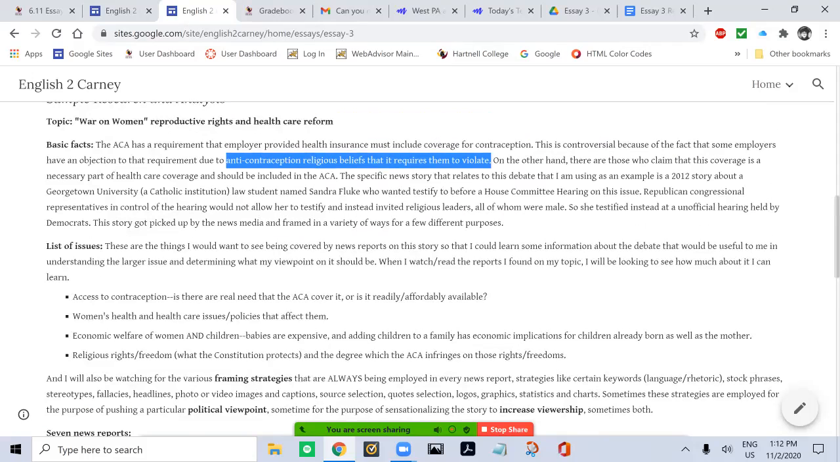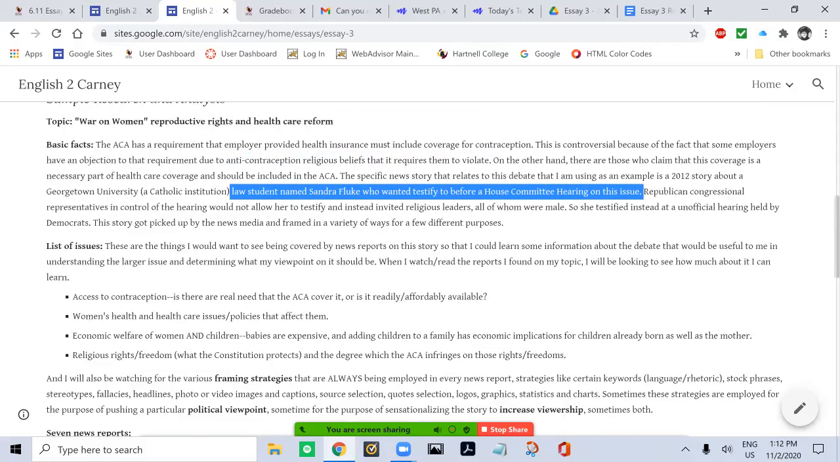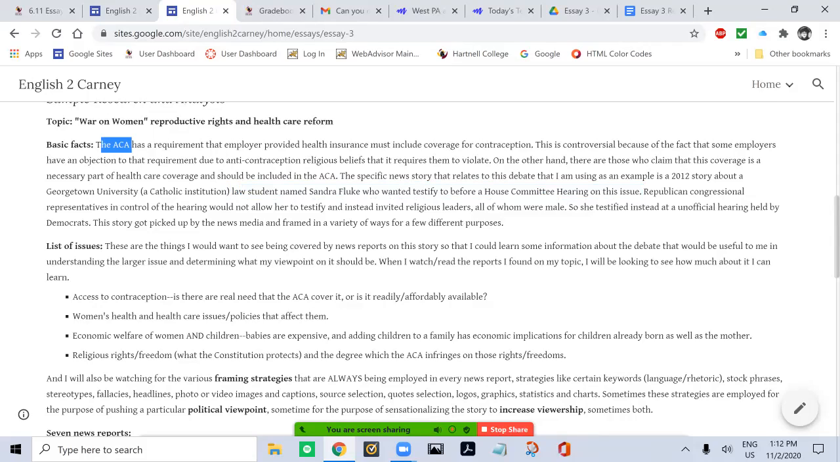All right, but this particular story that I'm going to use as an example was set off when this young woman, Sandra Fluke, wanted to testify before a House committee hearing on this issue. And at that time, Republicans were in charge of the House of Representatives. And so they got to invite the people that they wanted to invite to discuss this issue. And they were really, you know, all of these things were really aimed at dismantling the Affordable Care Act, taking it apart, because they didn't like it.